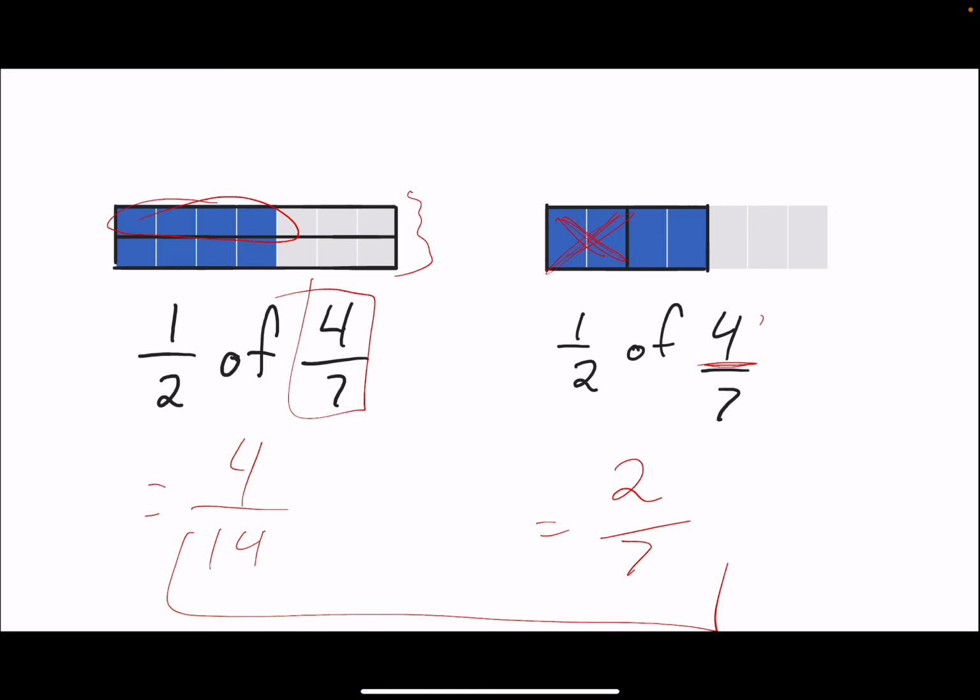Now, why do I have different answers here? Or do I have different answers here? Well, if I reduce this by dividing both the numerator and the denominator by 2, I'm going to end up with 2/7. So they're actually equivalent fractions, so it's the same answer.